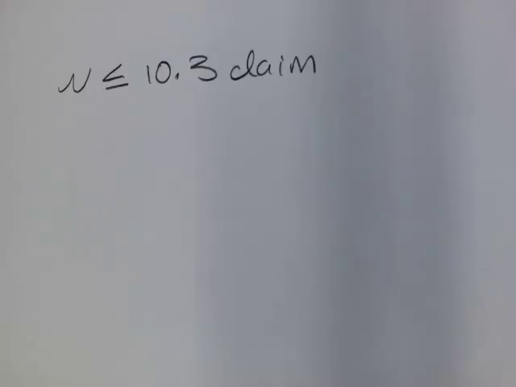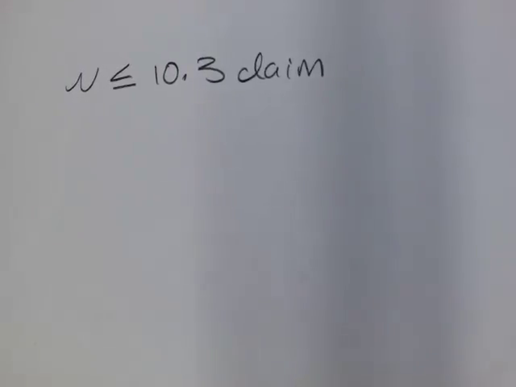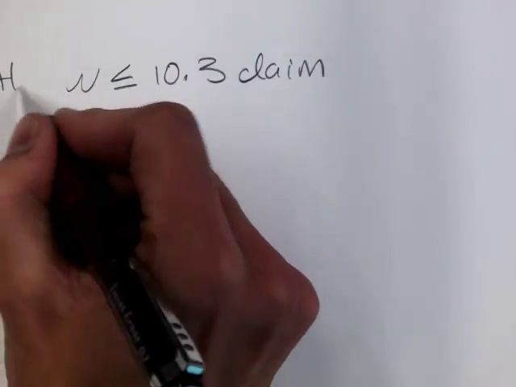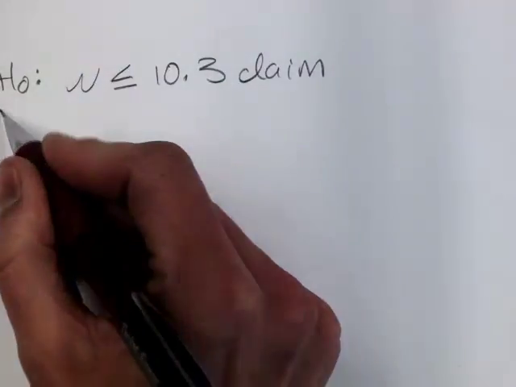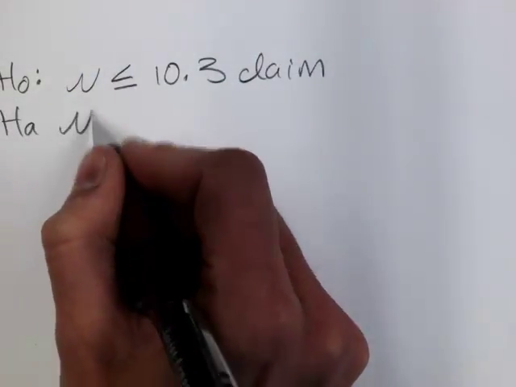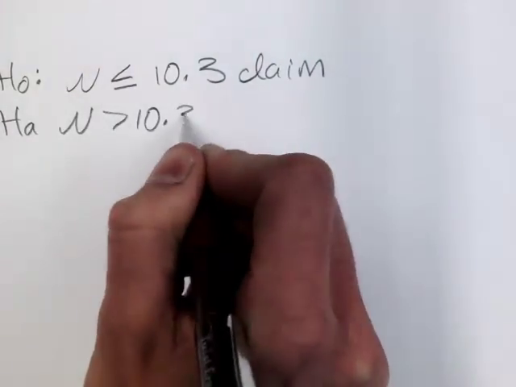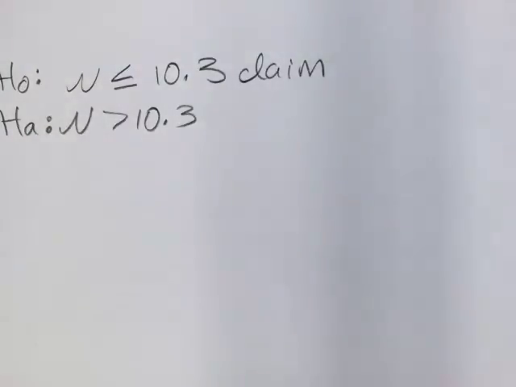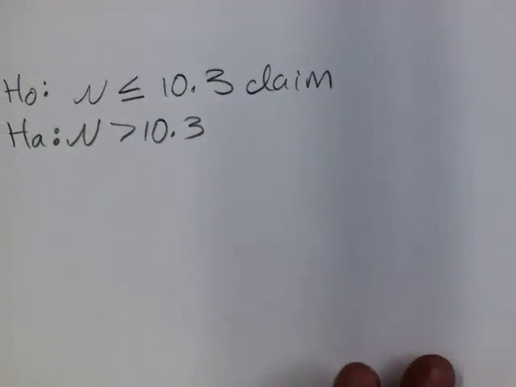Okay, is at most 10.3 pounds. So that's the claim. Does this contain the case of equality? Yes, so this is going to make this the null. So by default, the alternative is going to be greater than 10.3. So this is going to be an upper tail test.